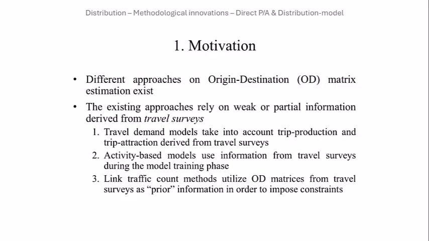Traditionally, three kinds of approaches have been used. First, travel demand models, which separately model production and attraction, then distribute trips afterward. Second, activity-based models, which use detailed household travel survey data to simulate behavior. And third, link traffic count methods, which treat OD matrices as prior information to constrain traffic assignment. But all of these depend heavily on survey data, with all the limitations we've just discussed.